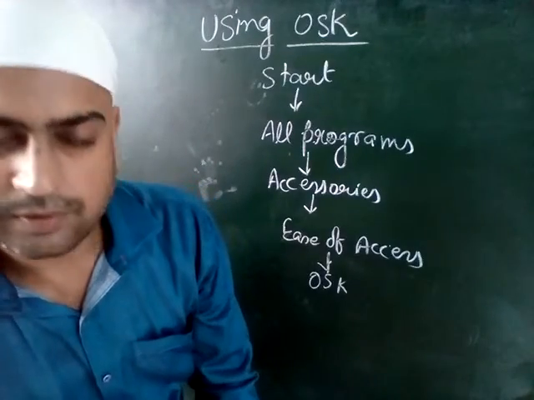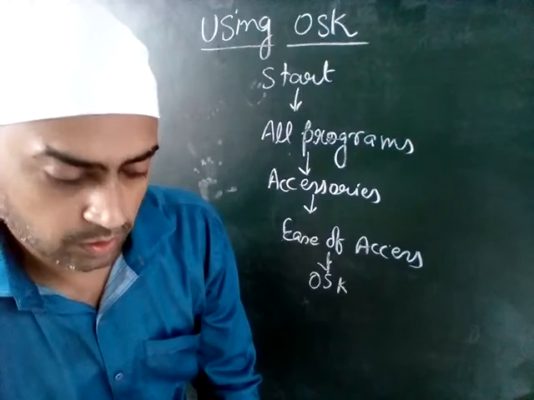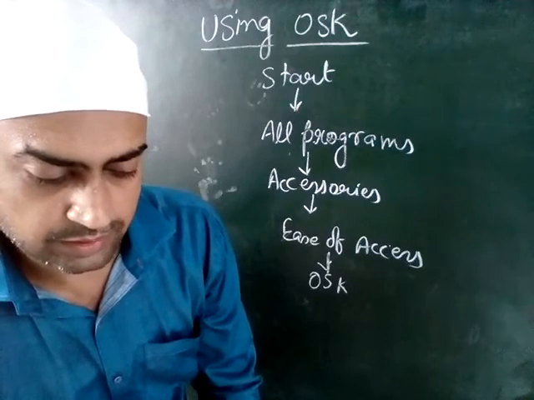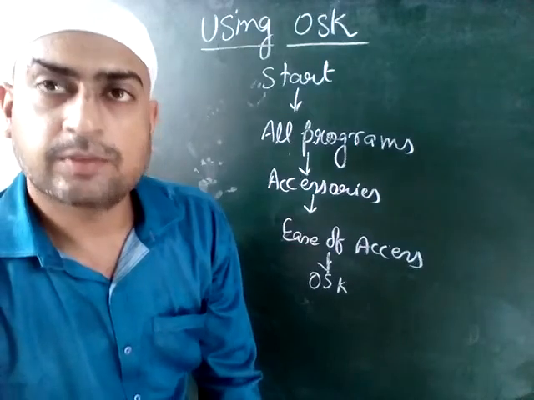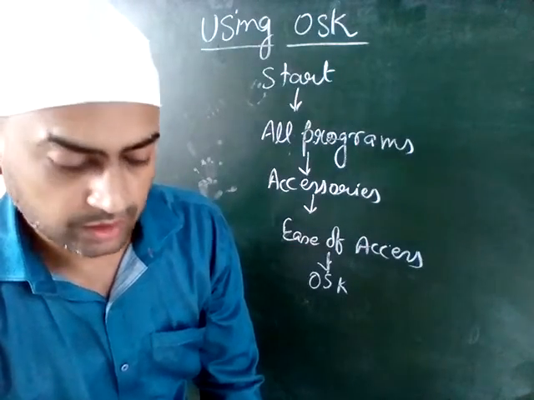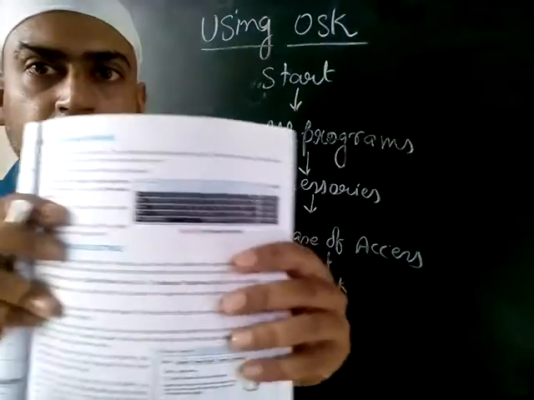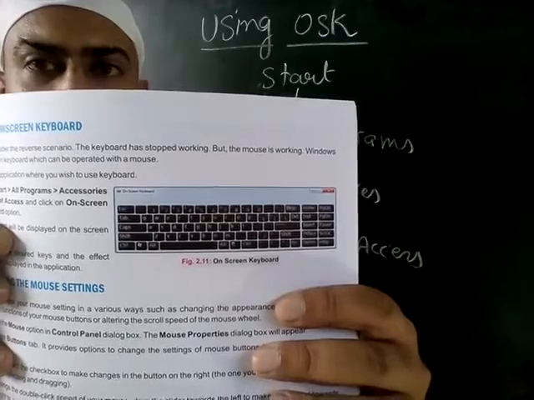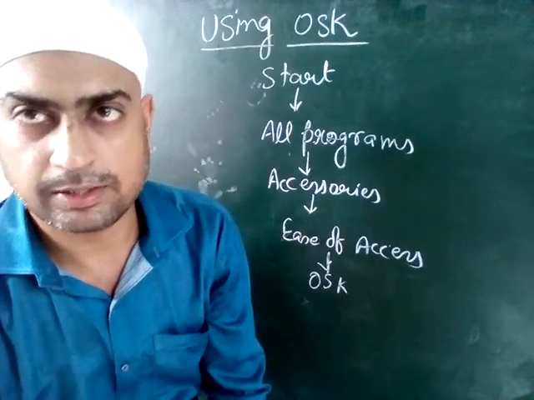Now we will follow these steps: start button, then all programs, accessories, ease of access, and then we will use the on-screen keyboard. We will use this on-screen keyboard if our hardware is not working, and this is very easy to use. I am trying to show you the picture. In this picture, this is how it will be shown on your computer screen.